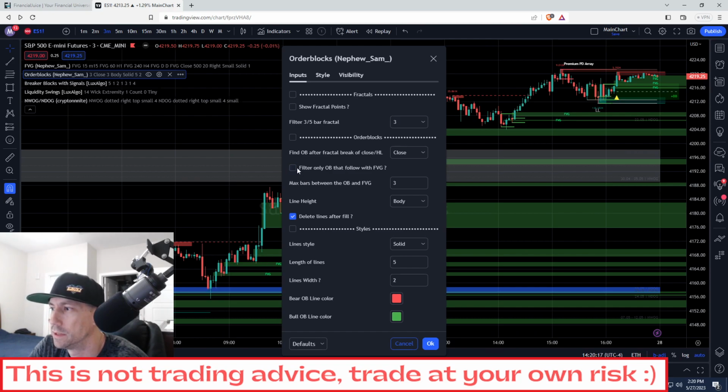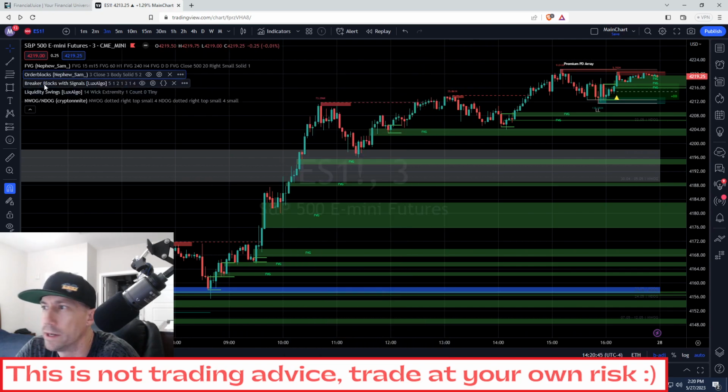Let's see what it does when I don't. Yeah, see. You won't see them like that. You saw them, they go away, and it only looks for order blocks that are not followed by a fair value gap. Delete lines after fill, I have that enabled, and there you go. I changed these colors as well. I think that's blue and maybe something else default, I can't remember.